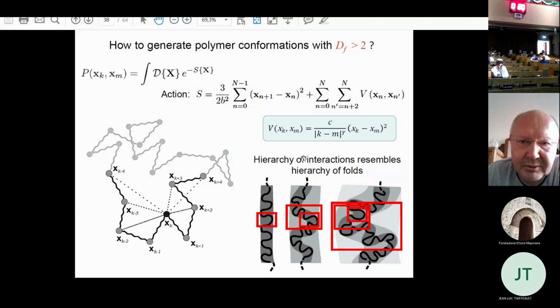But first, let me show you that there is a resemblance with the hierarchical structure I have mentioned before. Not literal, but at least some connection you can find here. So the strength of interaction depends on the scale. The more distant monomers have weaker interaction than the monomers which are separated by shorter parts.